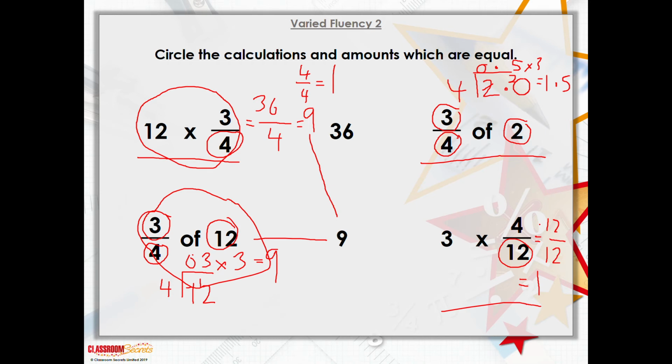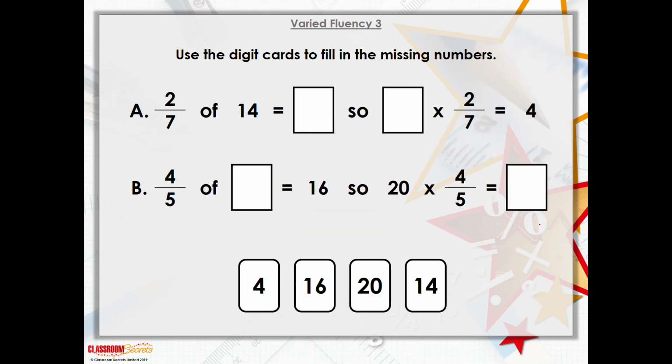Let's have a look at our next question. Use the digit cards to fill in the missing numbers. So this is going back to what we did at the start of the lesson. So first of all, we've got 2/7 of 14 equals something. So something times 2/7 equals 4. Now, notice I have 2/7 here. I have 2/7 here. I have a different number here. And I have a different number here.